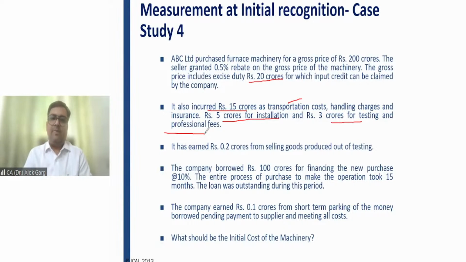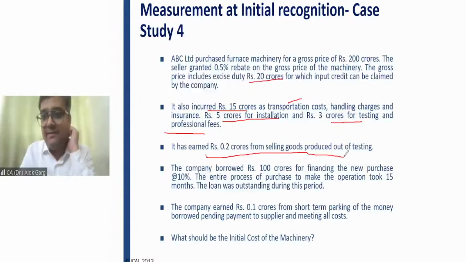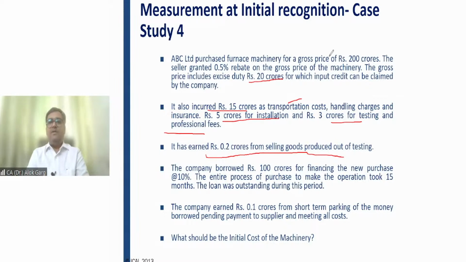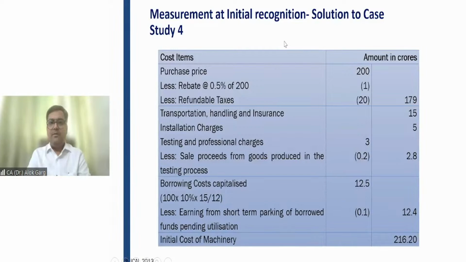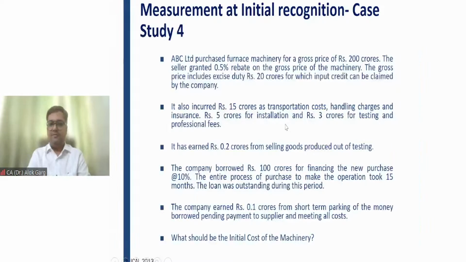So the 15 crore of transportation cost, 5 crore for installation, and 3 crore for testing and professional fees are going to be capitalized. It has earned rupees 0.2 crores from selling goods produced out of testing. During the trial run, if there is any revenue, this has to be reduced from the cost of the asset. So 15 crore, 5 crore and 3 crore minus 0.2 is 22.8 crore. This is also added to the cost of the asset as a directly attributable cost.